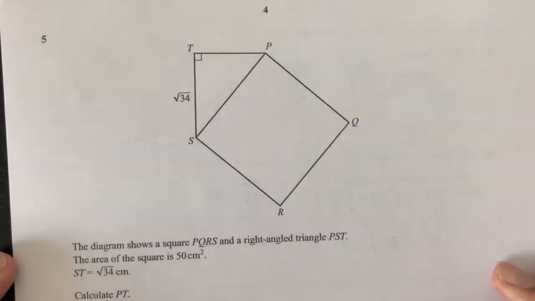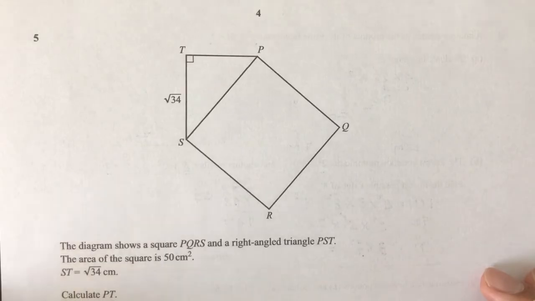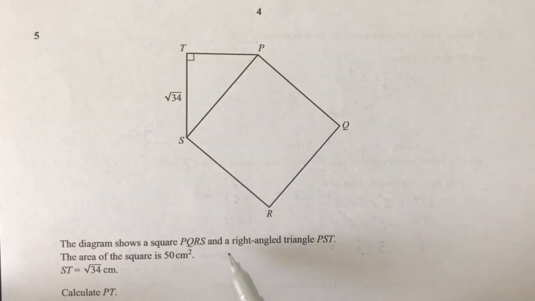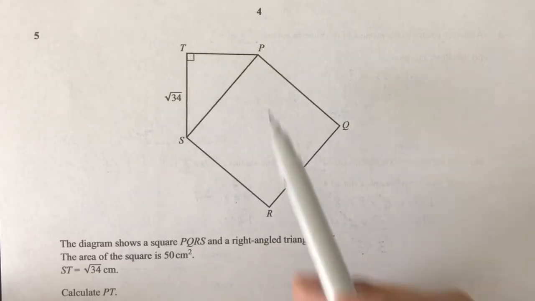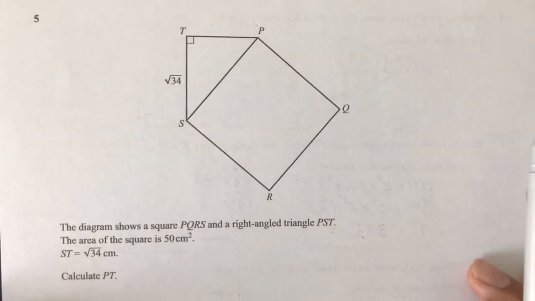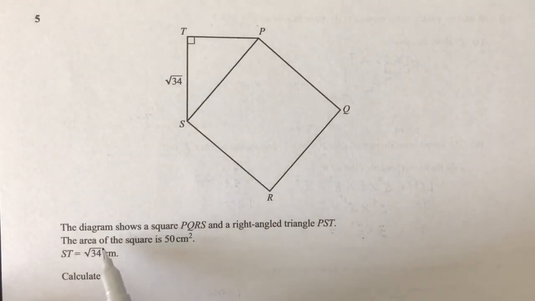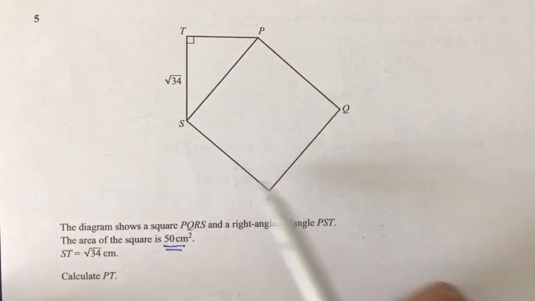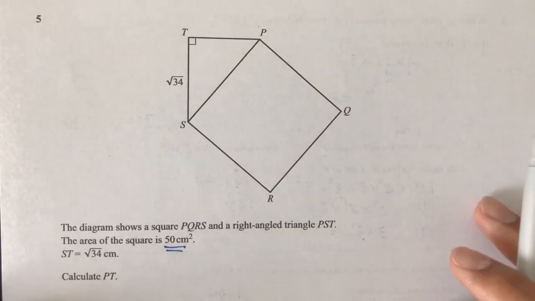So now moving on to question number 5. The diagram shows a square PQRS, and a right angle triangle PST. Okay, so what can we derive? We know that the area of the square is 50 centimeters square. Area of square is 50 centimeters square.